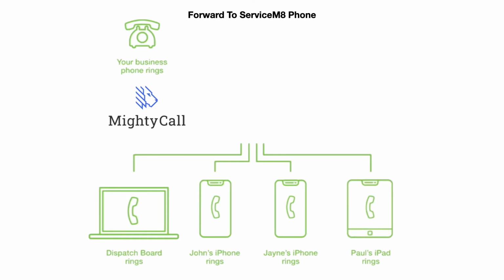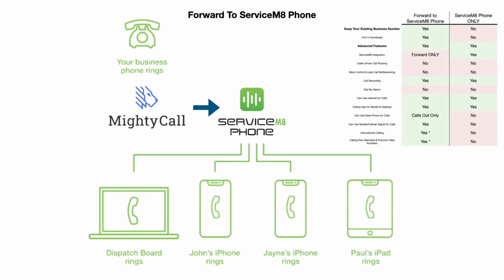At the very least, we're going to forward our calls to ServiceMate Phone. Your business phone will ring, and then your calls will be pushed to ServiceMate Phone. Now, if you think back to our chart we had open before, this definitely has some enhancements over ServiceMate Phone only, because you're able to maintain your existing business phone number and make calls out with a desk phone.